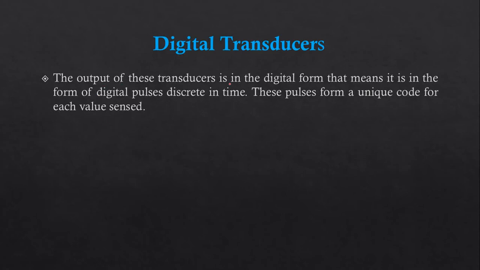Now next is digital transducer. The output of this transducer is in the digital form. That means it is in the form of digital pulses, discrete in time. It is discrete in time. These pulses form a unique code for each value sensed. So taking the same example of measuring the temperature of the room, we can get a discrete time signal. So at one instant we can get one value, at another instant we can get another value, and so on and so forth. So at discrete points of time we can get different values of the temperature.